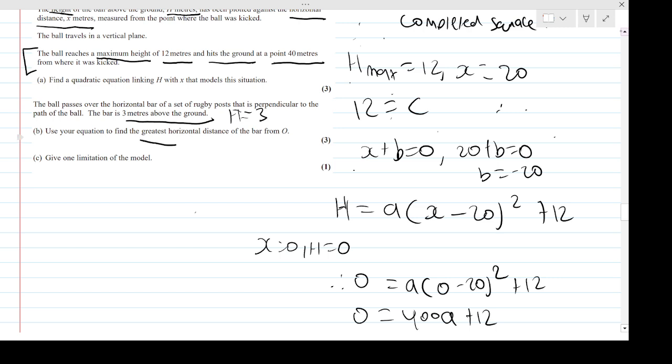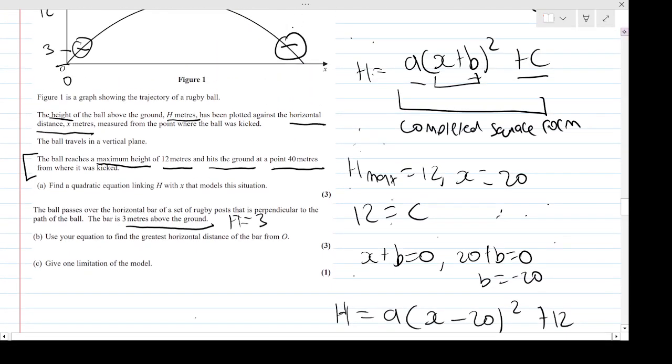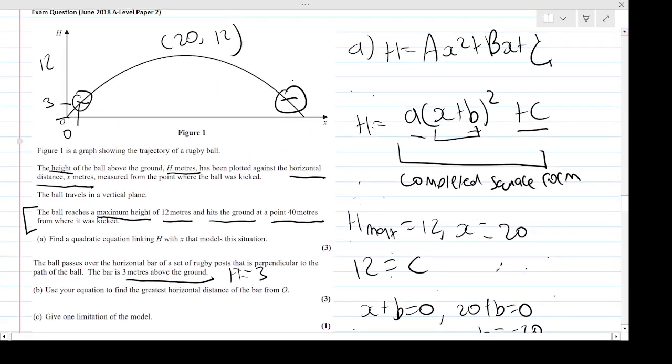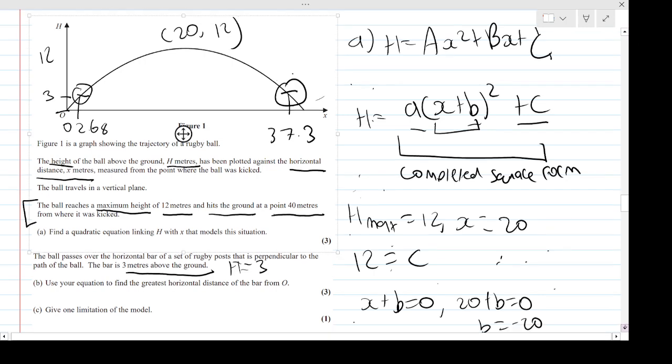But then it says the greatest horizontal distance, so the biggest value of x, right? If you think about it, it makes sense because this is a positive value. That's going to be the 2.68 that we worked out, and this is going to correspond to x is 37.3 that we worked out. So those two values make sense, and that makes sense with the graph. But it wants the greatest, so it's going to want this particular point. So the x value is 37.3.